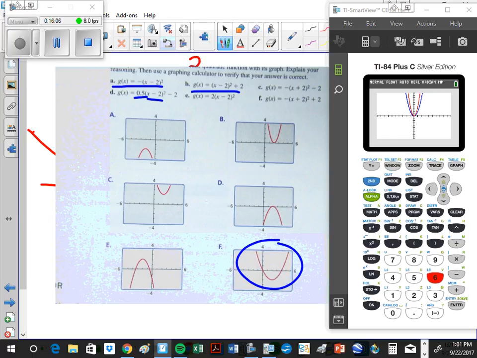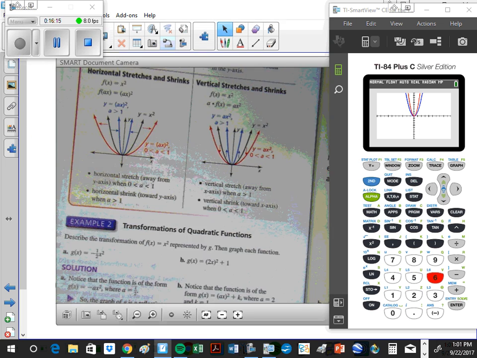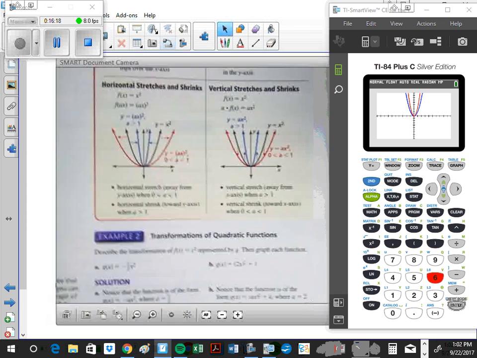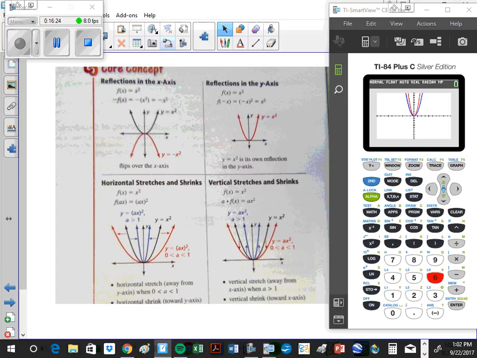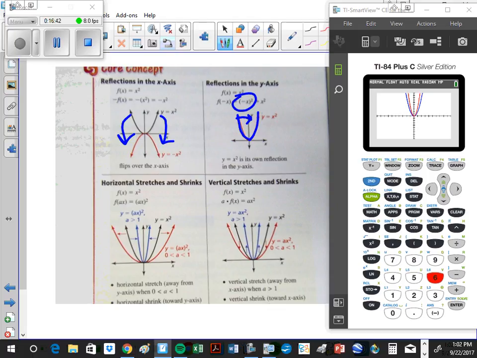So, if you look in your book on page 75, or just look up here, it talks about reflections. So a negative on the outside just takes this graph and folds it over to create the red graph. Okay? But if you have a negative on the inside, like this, then this side is going to move over there, and this side is going to move over there, and we end up with exactly the same thing that we started with. Okay?